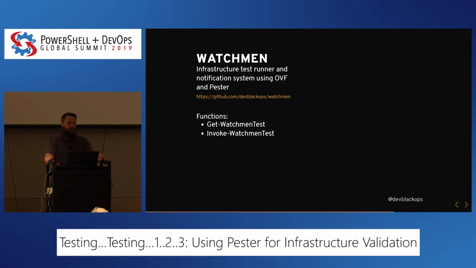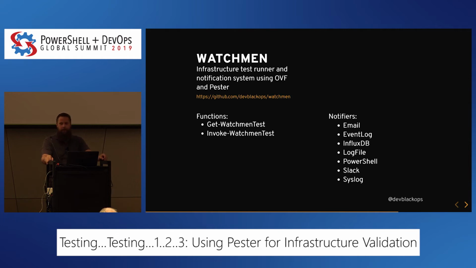So WATCHMEN provides two simple commands: get WATCHMEN test and invoke WATCHMEN test, and can execute various actions based on failing or succeeding tests if you would like to do that. So I can execute the test, send an email, write to the event log, send something to InfluxDB, which is a time series database, write to a log file, execute some arbitrary PowerShell script block or file to do whatever you want to do, send a Slack message, send something to syslog, etc.